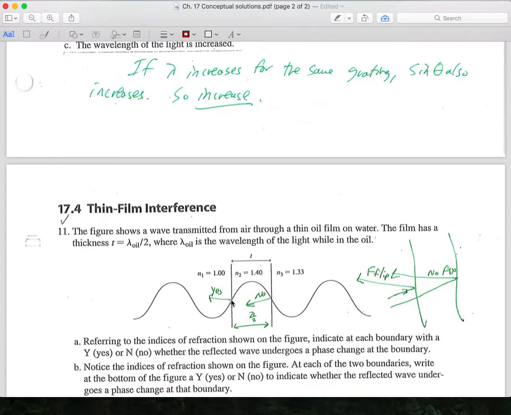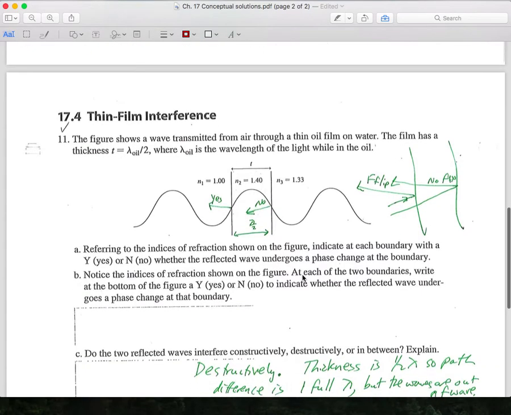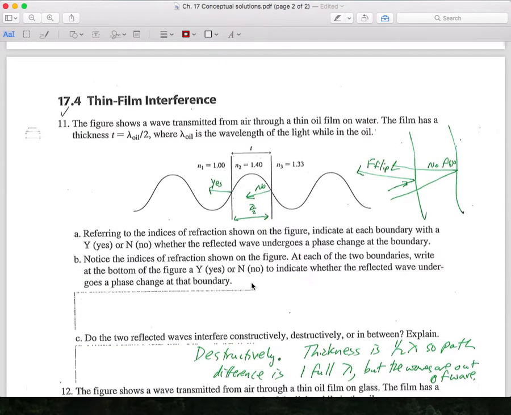So we've got a ray of light coming in. If you're hitting this dense substance, you would have a phase shift. It would flip. If you are going through this dense substance and then hitting a substance of lower optical density than what you're coming from, and 1.33 is lower than 1.4, we would have no flip occurring. So I see flip, no flip. So that's a yes and that's a no.